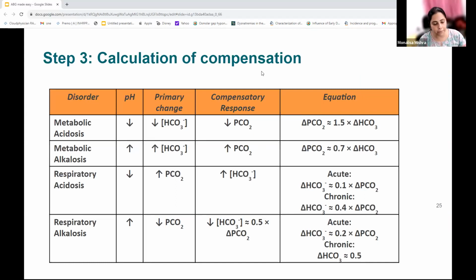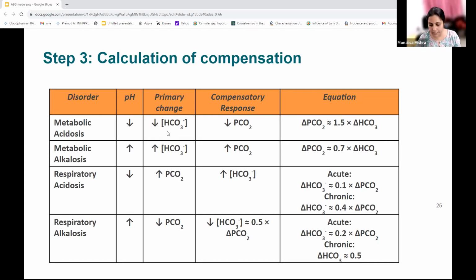Now, you don't have to remember these compensation formulas whatsoever. You have them in all the textbooks, you can use them and calculate. So if it is metabolic acidosis, we said the compensation will be respiratory alkalosis, right? You have to calculate how much respiratory alkalosis is taking place and whether the compensation is adequate or not. For instance, in metabolic acidosis, try to understand step by step: your pH will be low, and your primary change is that your bicarb will be low. So this is your metabolic acidosis.